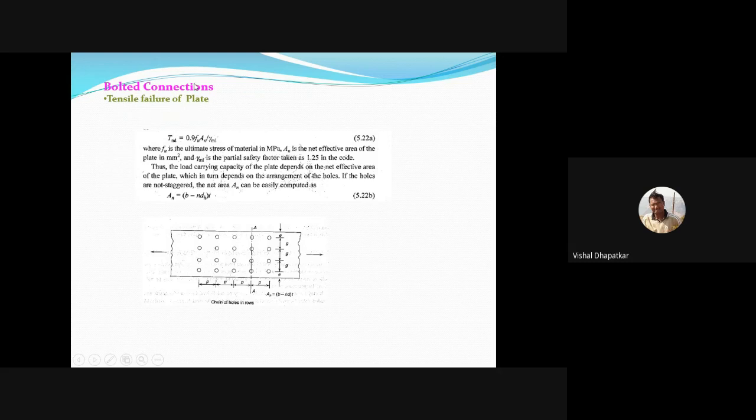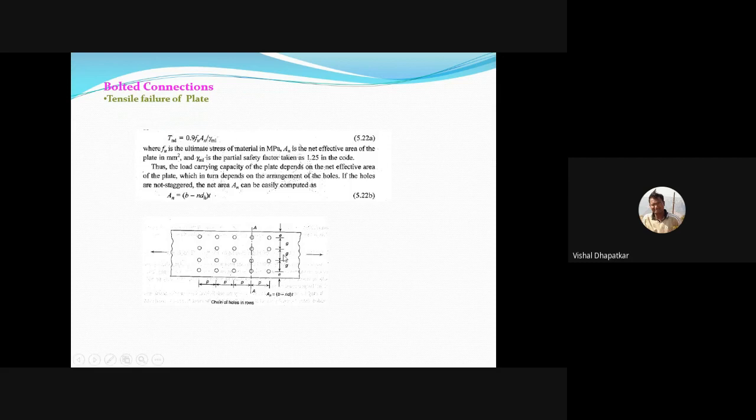So, tensile failure of the plate. How can we calculate the tensile failure? Tensile failure is 0.9 into Fu into An. Fu is the ultimate tensile strength of the plate, and An is the net area of the plate available to carry the tension.